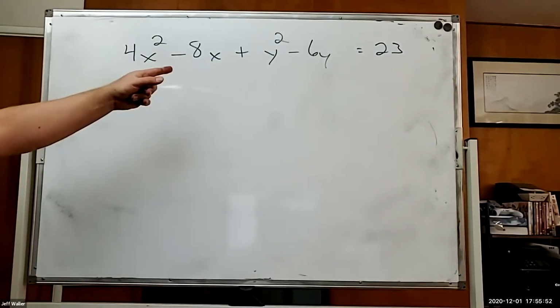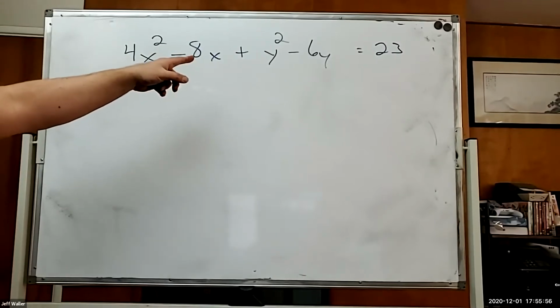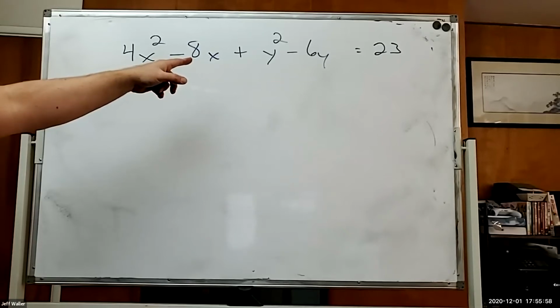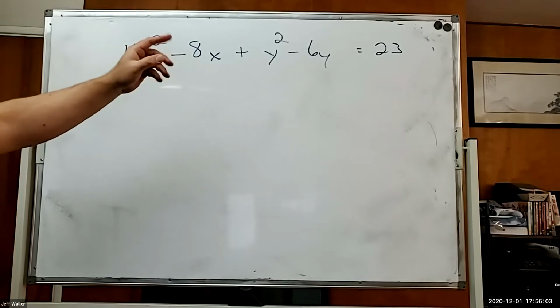What do I do here? How do I know this is an ellipse and not a circle? If I took one number away, this would be a circle.